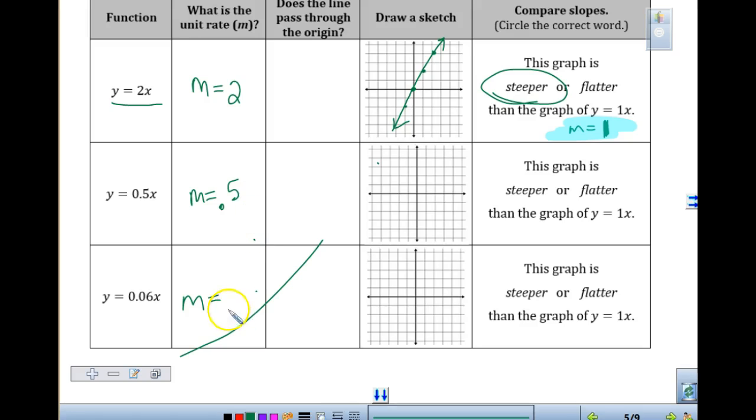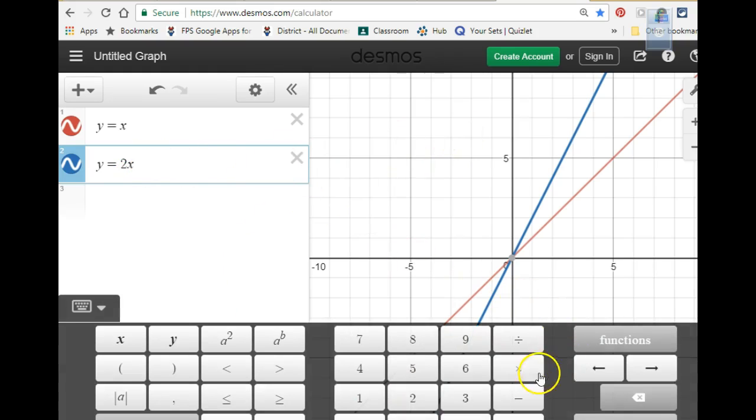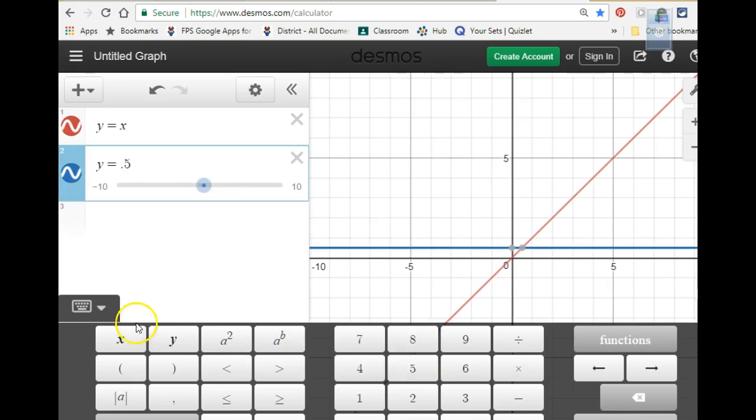So leave the y equals x. Each time you put it in your calculator, you're going to leave the y equals x. The reason we want to leave that one is because that's what we're always comparing it to. Each time you can erase the other one. So we're going to put in the next one, which was 0.5x, and you're going to do a rough sketch of that, 0.5x.